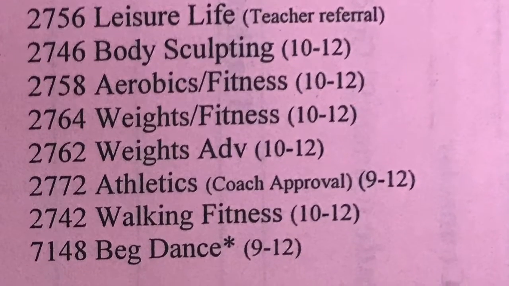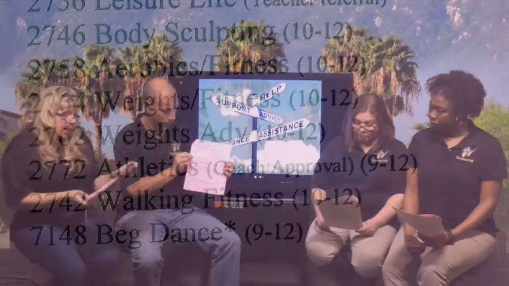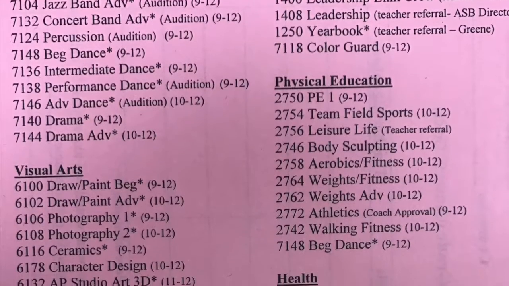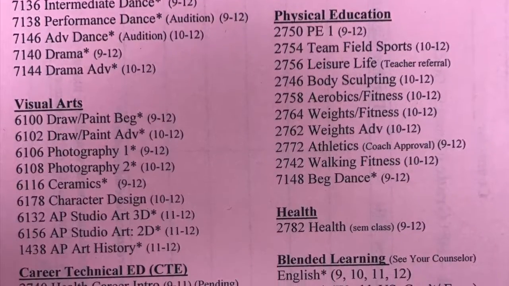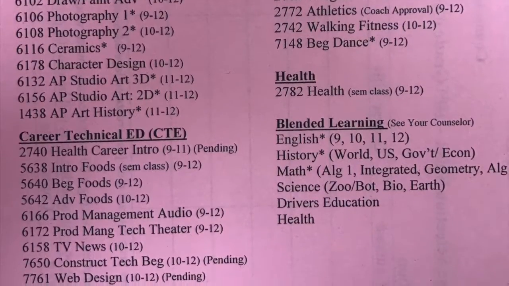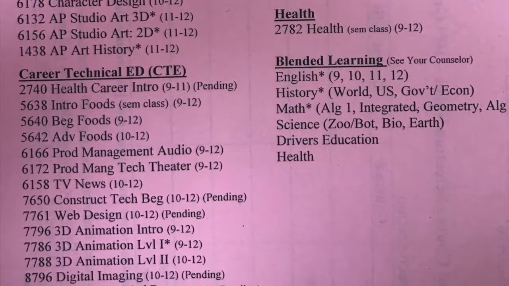Then number 6 is elective time. You are going to choose an elective again from the back. There's an array of electives to choose from. You also may be taking a foreign language, so please put that particular foreign language course title on here under the elective category.